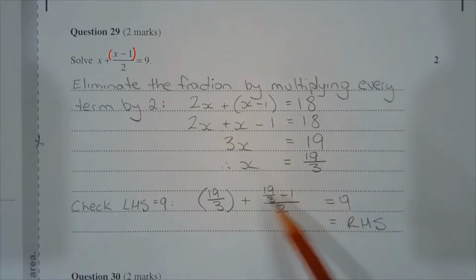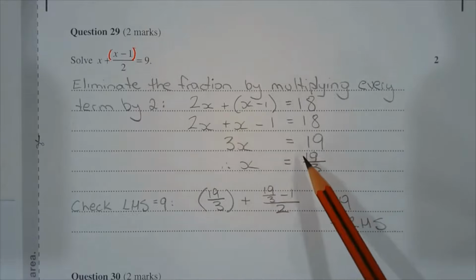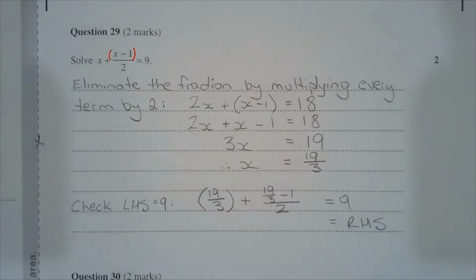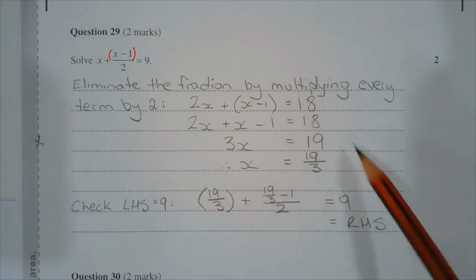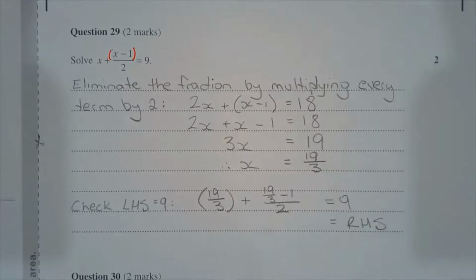Now we can check the solution by substituting 19 over 3 for x in the left-hand side of the equation. So checking the left-hand side equals 9: 19 over 3 plus (19 over 3 minus 1) all over 2. Evaluating that expression does equal 9, which equals the right-hand side. So we are confident that this is, in fact, the correct answer.